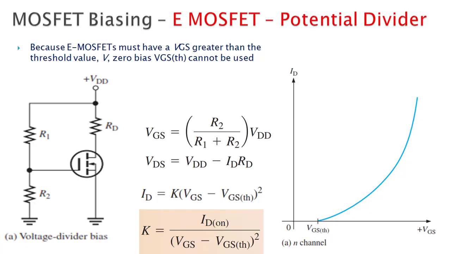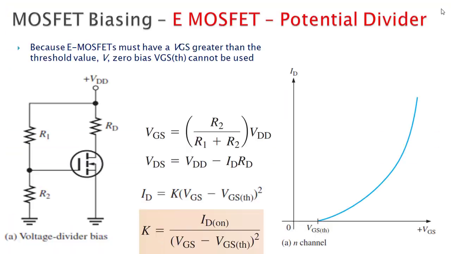Using only one RG, that is called drain feedback bias. Using this potential divider bias, we are going to solve a problem. So this is a potential divider biasing for E MOSFET. For E MOSFET, we have 2 types of biasing: one is potential divider biasing and another is drain feedback biasing. For D MOSFET, there is only one biasing, zero bias. So there are 3 different biasings in the MOSFETs.